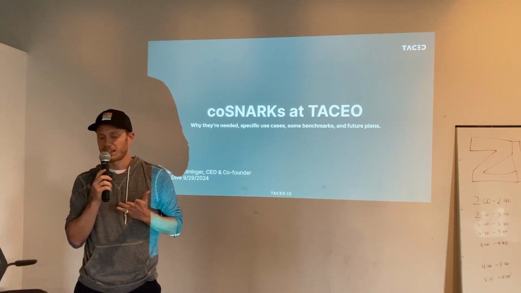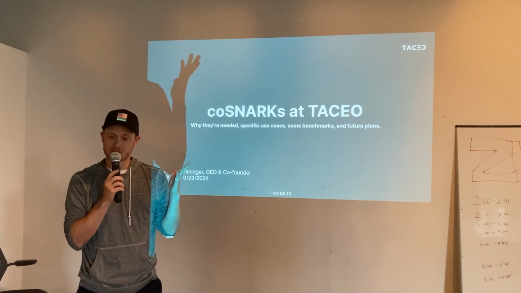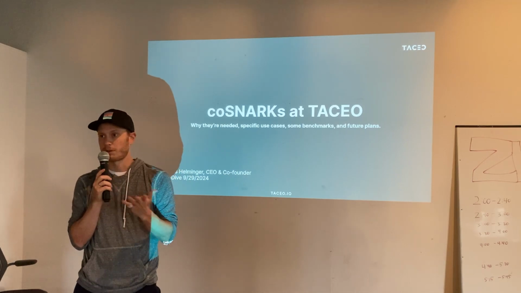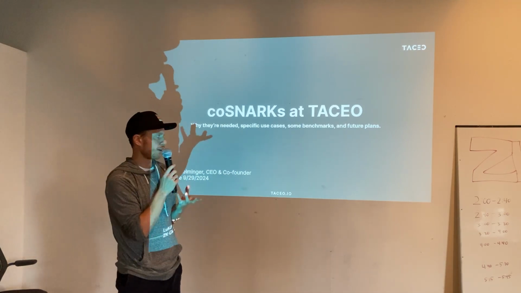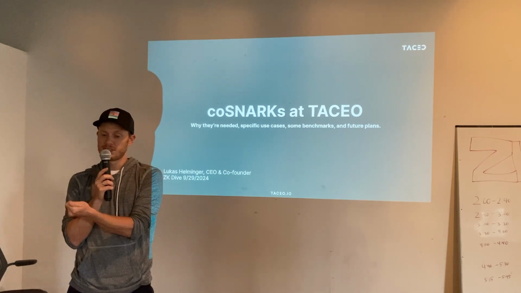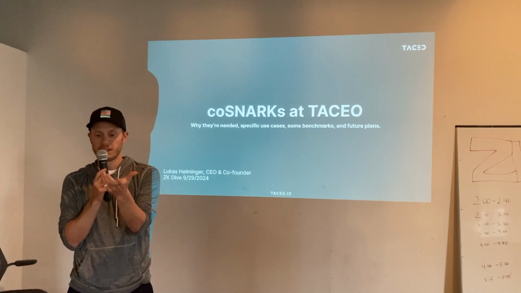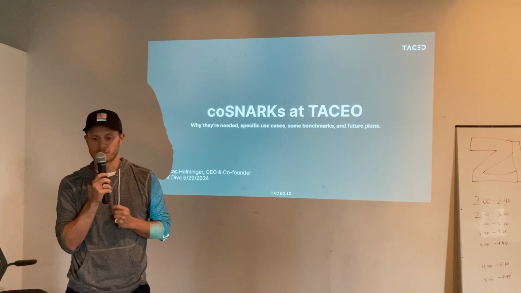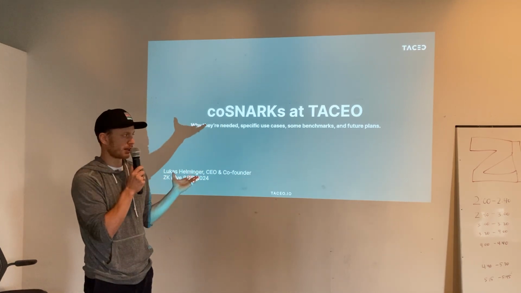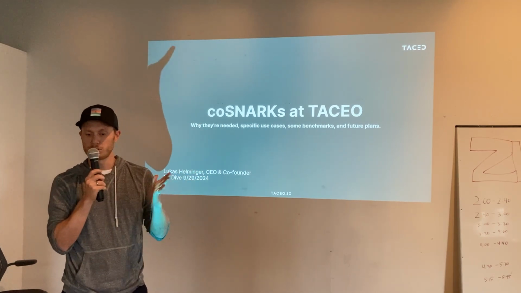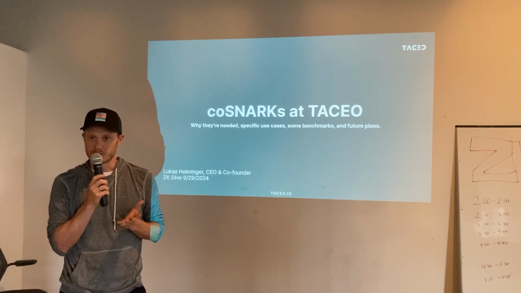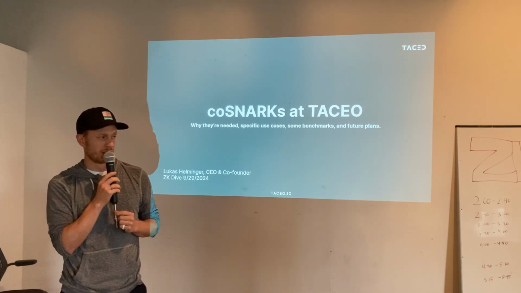On a technical side, coSNARKs are when you combine the best of ZK and MPC in a Web3 setting. If you want the good properties of ZK and MPC, combine them and think about Web3. That's at least what I think coSNARKs are. The term goes back to a paper in 2022 by Alex and Dan Boneh, so it's rather recent, even for ZK terms.